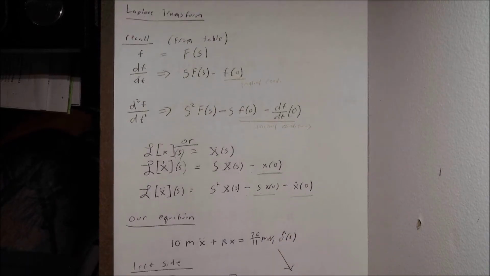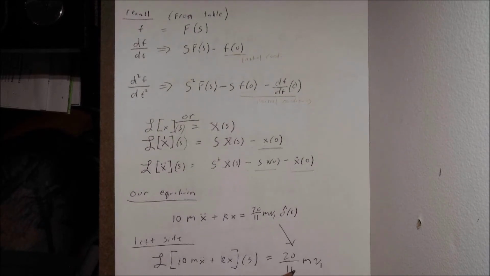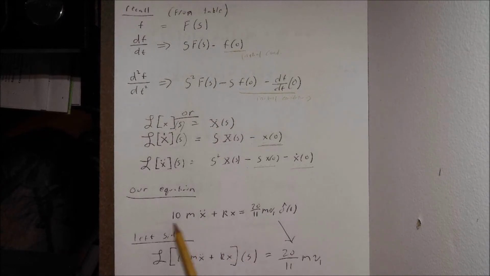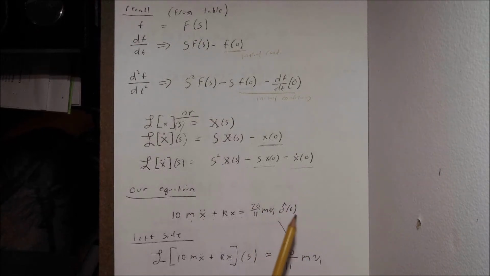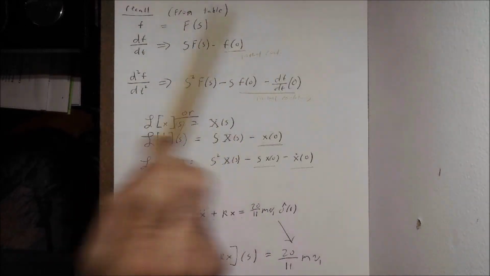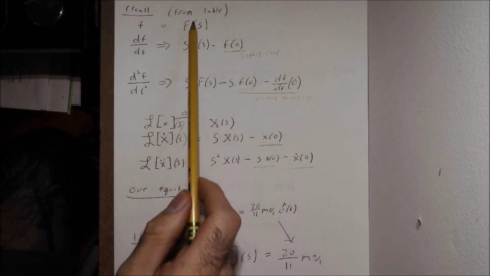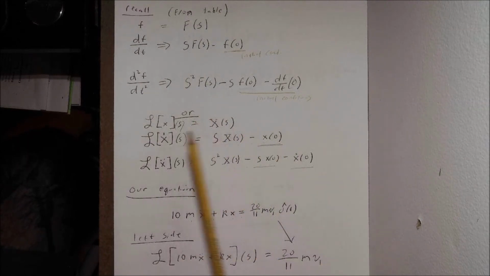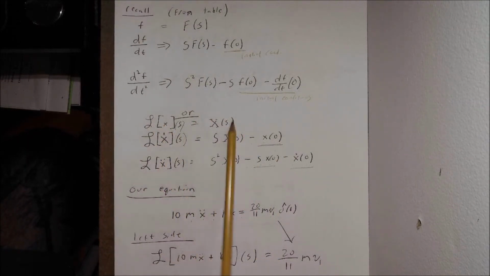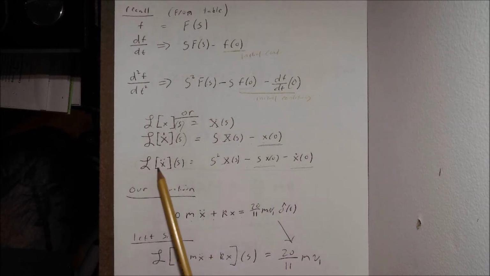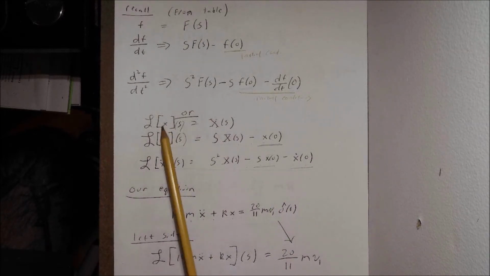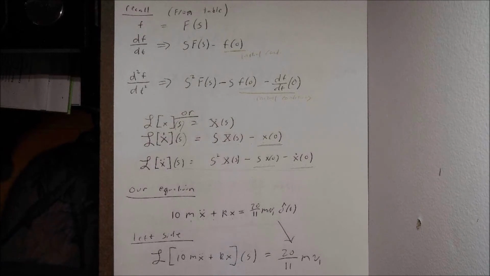Now that we've done a little bit of review of the Laplace transform, pulling these off a table for the general form, we can go back to our differential equation, 10m x double dot plus kx is equal to the right-hand side, 20 over 11 times mv1 delta t. Going back up to our general table, we can see we're dealing with this and this, or for our specific problem, this one and this bottom one. So we have the second time derivative and then just our function x, so we can deal with those individually.